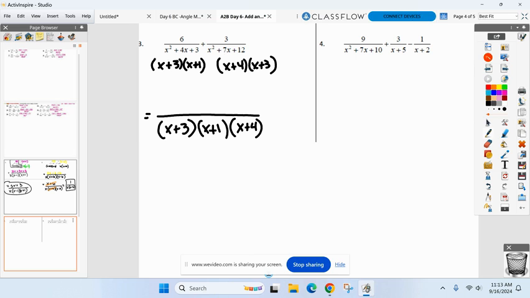Okay, stop and think. What do you need to multiply the 6 by? Look at what was in the denominator and the common denominator. What's missing? X plus 3. What was missing? X plus 4. Everyone agree? Nick, what's your deal? Where does the 4 come from?